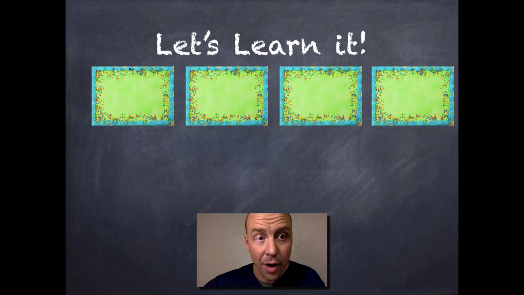Let's start with a half. If I were cutting this cake in half, this is what I would do. Boop, cut it in half. Two equal pieces. Here's one half, here's another half. Two halves make a whole cake.